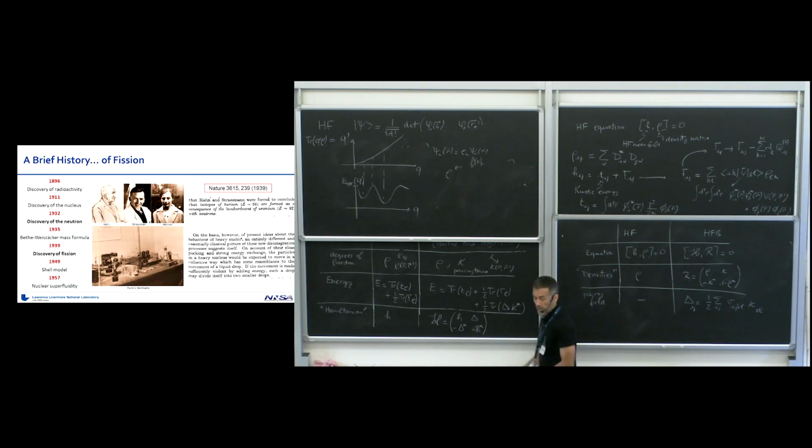This delta is related to your pairing tensor and your matrix elements of your two-body force. This is what I had noted, i j, V, k l. So that's this object, and it's related via this relation.